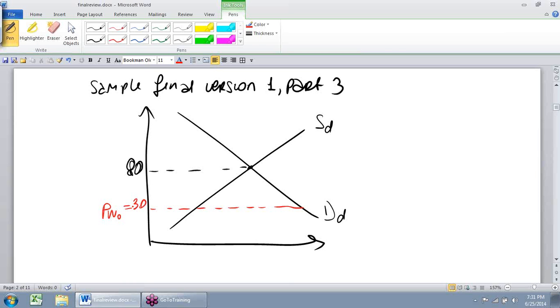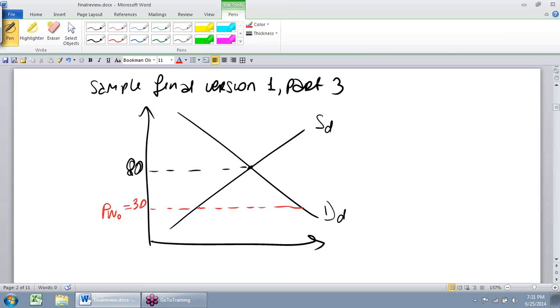Part A says, because of changes in market conditions in the rest of the world, the price now changes to 50. So the price was 30 and now the price goes up to 50. Show graphically and explain the effects of this change in world price from 30 to 50 on producers and consumers of this product in the country and on the country's overall well-being.